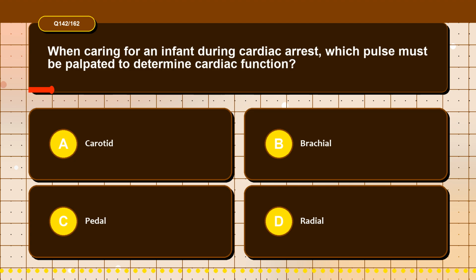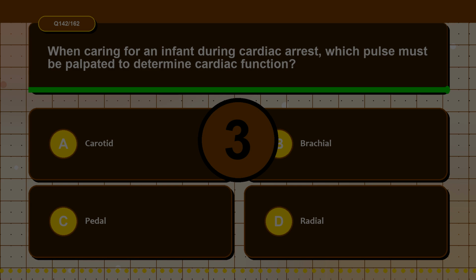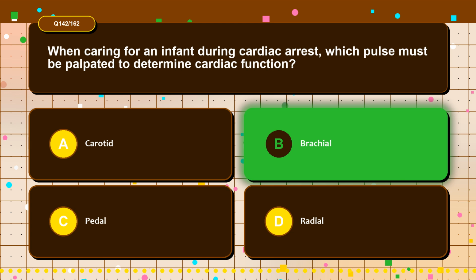Question 142. When caring for an infant during cardiac arrest, which pulse must be palpated to determine cardiac function? Here are the options. Option A, carotid. Option B, brachial. Option C, pedal. Option D, radial. The correct answer is option B, brachial.